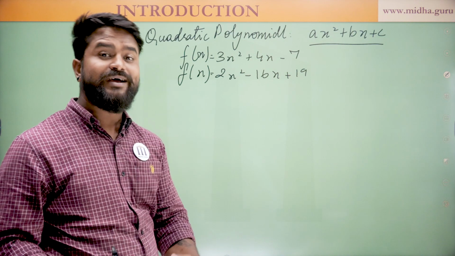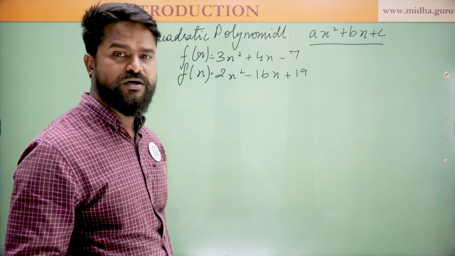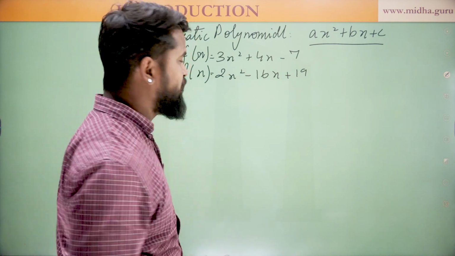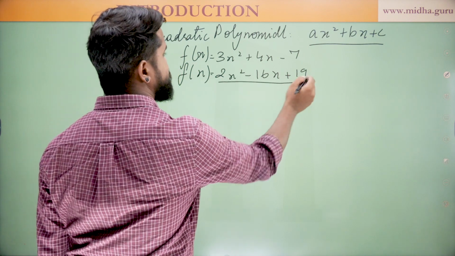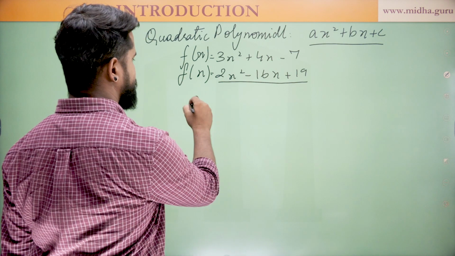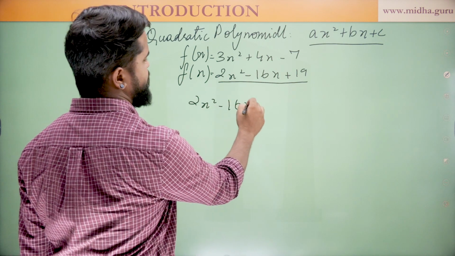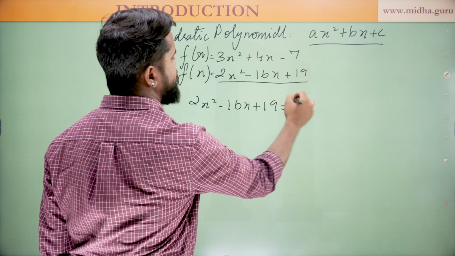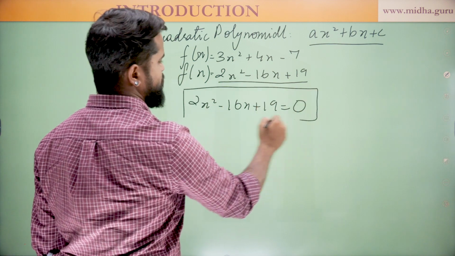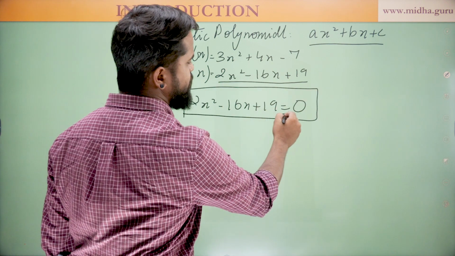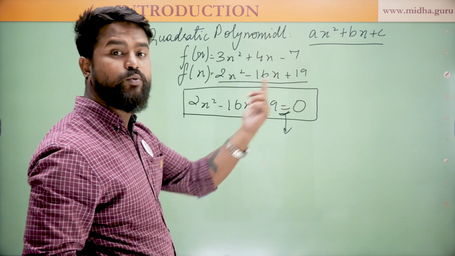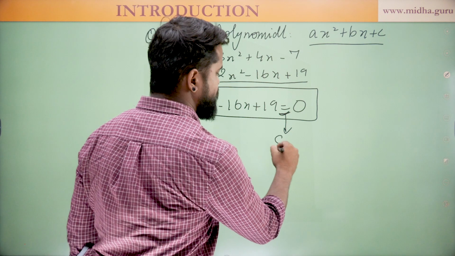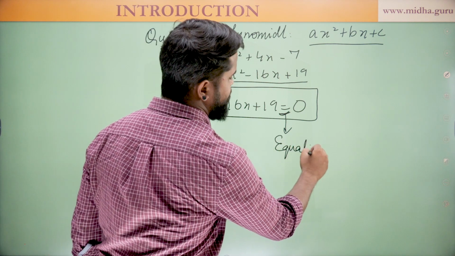However, the chapter that we are covering deals with quadratic equations. What is the difference between a polynomial and an equation? The difference is that when I equate this expression to be some value, let us say that 2x square minus 16x plus 19, in this case let us say it's 0. So now we have an equal to. In this particular statement, we have written that it is equal to something. That is what we know as an equation.